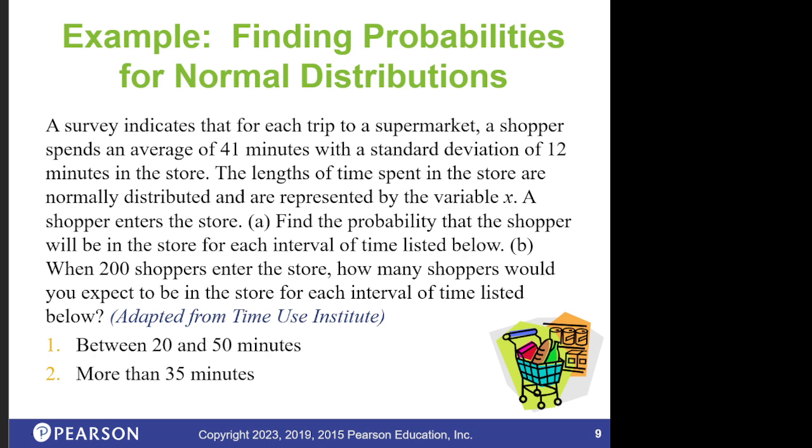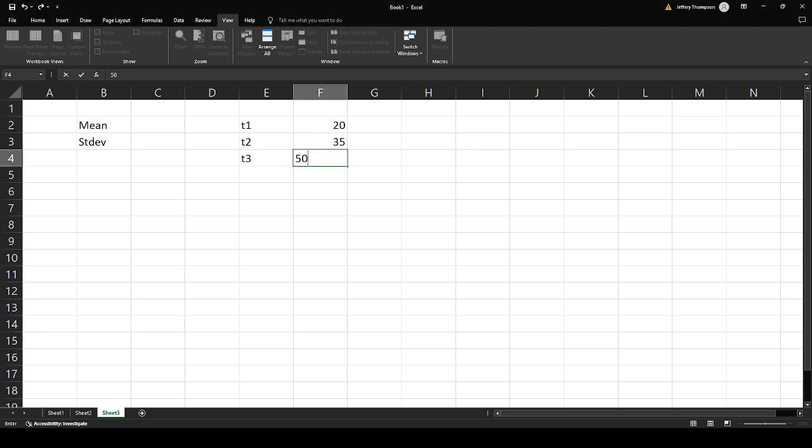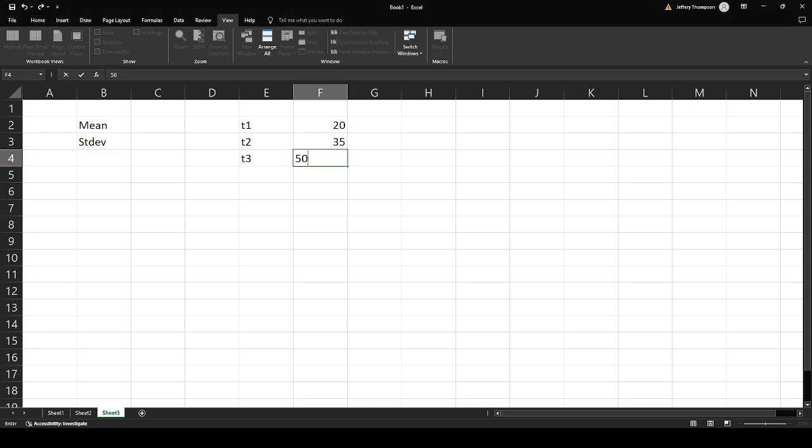All right, let's look at this again. Oh, I'm not showing it on Excel. I'm sorry, I didn't switch to Excel. So 20, 50, and 35. So let me show you how I put this into Excel. I need to put the mean in, which was 41, and a standard deviation of 12. So I'm just using this data here, and I'm talking about these times.